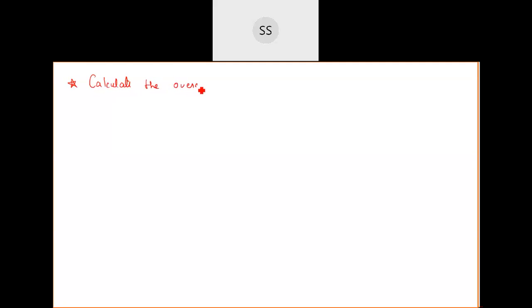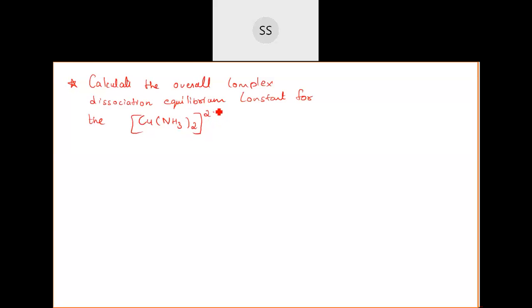Calculate the overall complex dissociation equilibrium constant for the complex is given, that is Cu(NH3)4 2+ ions, given that beta 4 for the complex is 2.1 into 10 to the power 13.